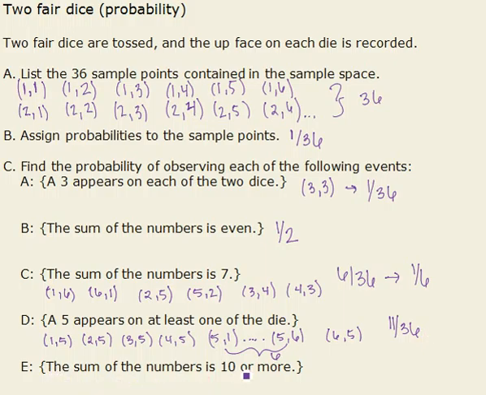And lastly, the sum of the numbers is 10 or more. Well, what adds to 10 or more? Well, we could say 6 and 4 adds to 10 or more. So does 6 and 5, and so does 6 and 6. 6 and 3 only add to 9, so we wouldn't have that point. 5 and 6 add to 10 or more, so does 5 and 5. And 4 and 6 add to 10 or more. So we have 1, 2, 3, 4, 5, 6 of them. So again, our probability is 6 out of 36, or 1/6.